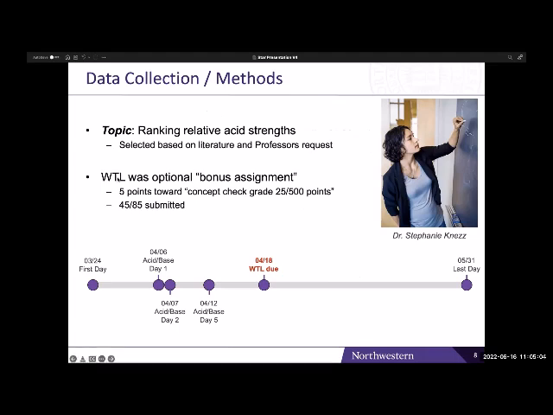So the writing to learn assignment that I developed was an optional bonus assignment that went towards their concept check grade. So it could be bonus points that could have helped their grade a little bit as some motivation. Of the 85 students, 45 submitted them. This was performed pretty early on in the course. It started at the end of March, and it was only a couple weeks later after they'd learned everything about acid-base chemistry. They'd done all their lectures for acid-base chemistry, and then we did this writing to learn assignment.